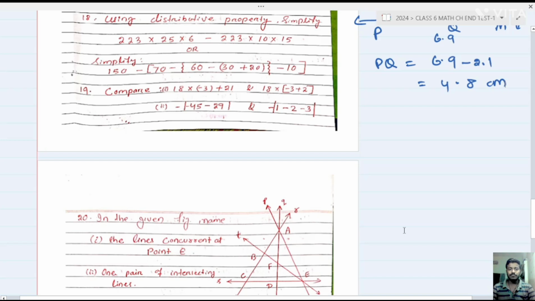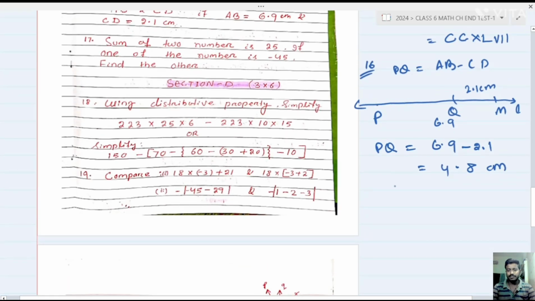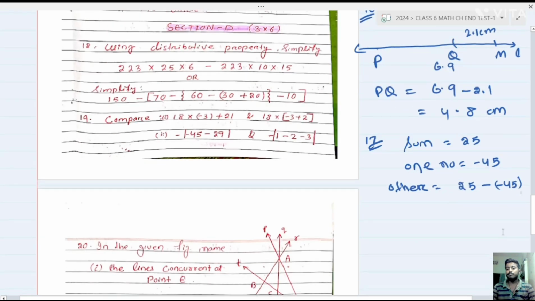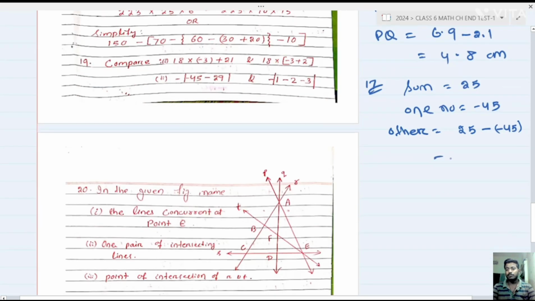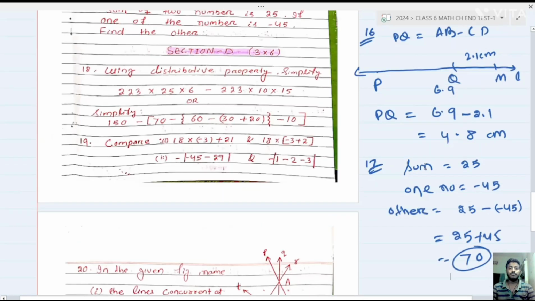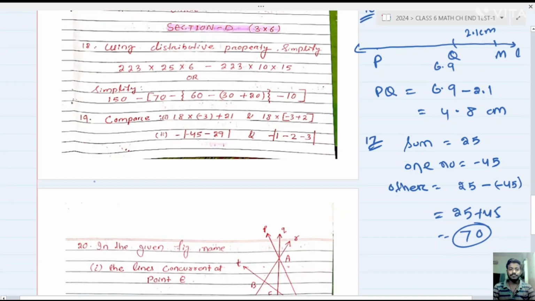Using the distributive property, question number 17. Sum of two numbers equal to 25. Sum is equal to 25 and one number is equal to minus 45. So the other is equal to sum minus one number. So minus minus 45, that is plus. So 25 plus 45, that is 70. So answer is plus 70. Now question number 18.